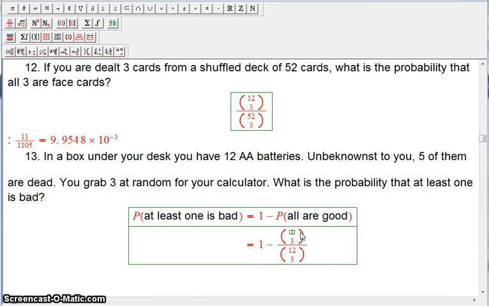If we require that they all be good, then we actually only have 5 choose 3. Oh, sorry, 7 choose 3. There we go. 5 of them are bad, are dead batteries, so 7 of them are good. Almost made a big mistake there. So we look at the good batteries, there's 7 of them. We figure out how many ways can we choose 3 of those guys. Okay, and we're good to go.